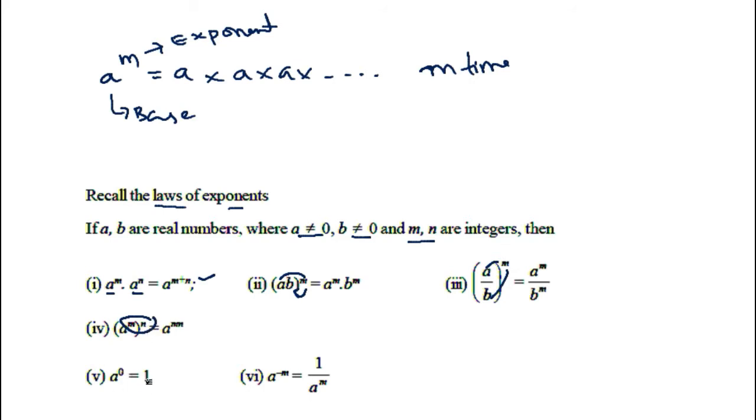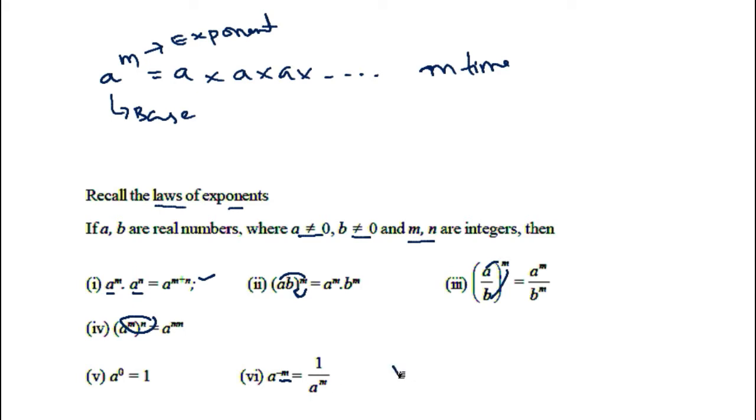A power 0 is equal to 1. Next, a power minus m is equal to 1 by a power m. So it is a negative power. To convert the negative power to positive, we write 1 by a power m.